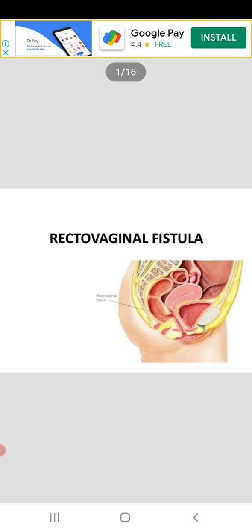Vesicovaginal fistula and rectovaginal fistula are commonly asked questions in examinations. They may ask what is a genital tract fistula, and essay questions likewise, such as how to define vesicovaginal fistula, how we can diagnose it, and what the management is. Rectovaginal fistula is likewise asked. Afterwards we can discuss the question paper.